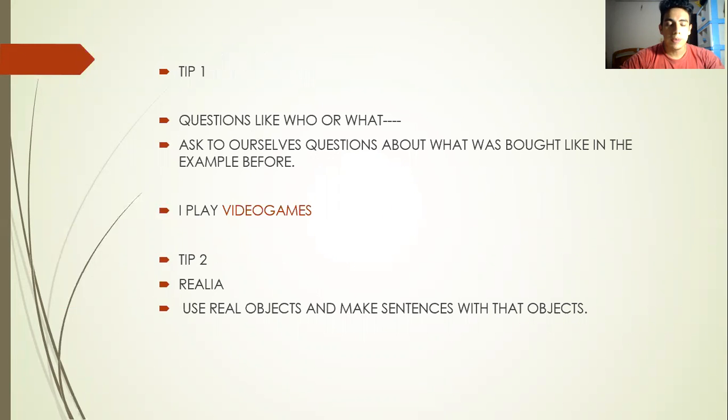The tip number one is we can ask ourselves questions like who or what. For example, in this example here, I play video games. What did I play? And the answer is video games. So the direct object is video games.